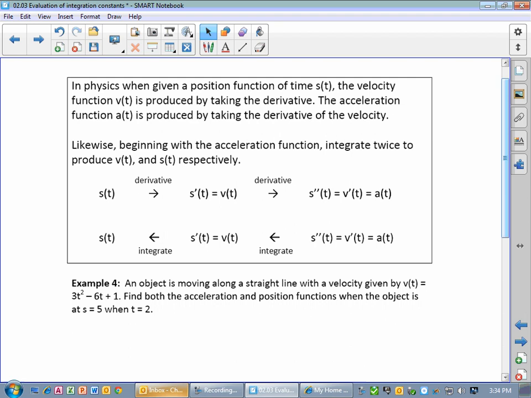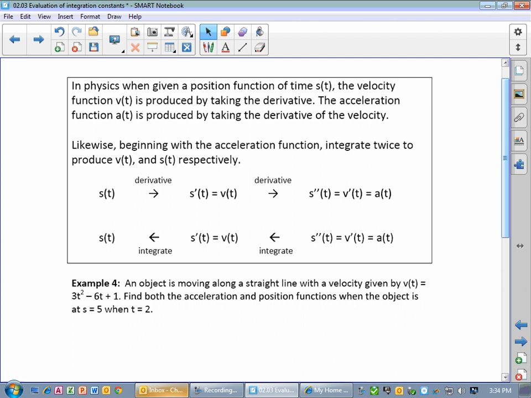In physics, when given a position function of time s of t, the velocity function v of t is produced by taking the derivative. The acceleration function a of t is produced by taking the derivative of the velocity. Likewise, beginning with the acceleration function, integrate twice to produce v of t and s of t respectively.